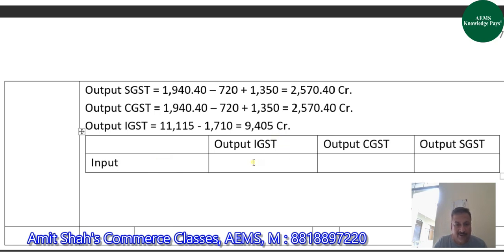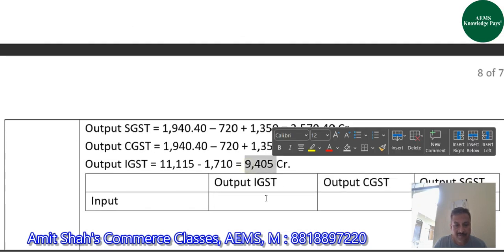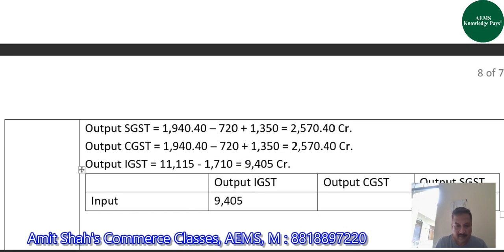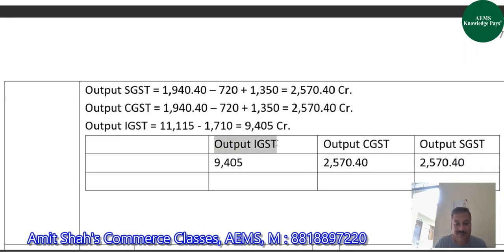Okay. Output IGST amount that we have is 9,405. Output CGST that we have is 2,570.40, and the same is with output SGST. Correct or not? Yes. Output IGST is first adjusted with input IGST.